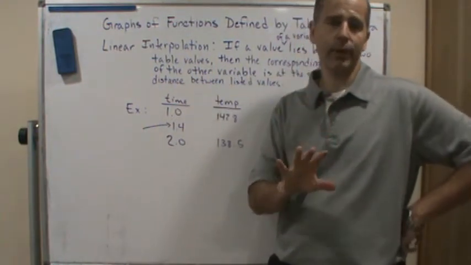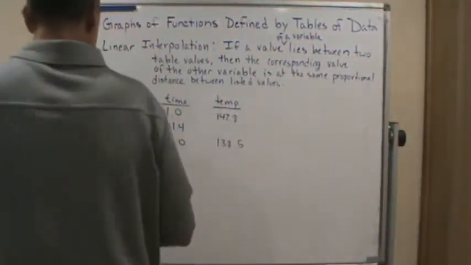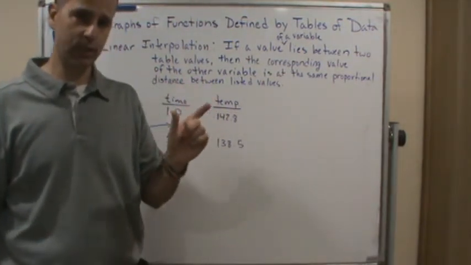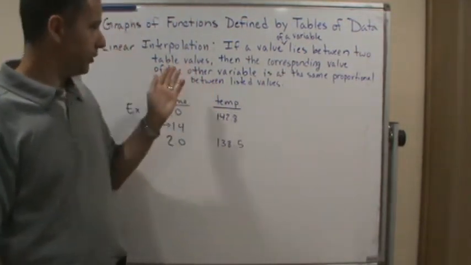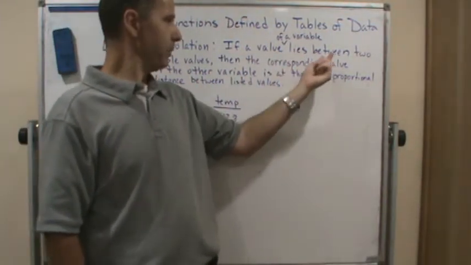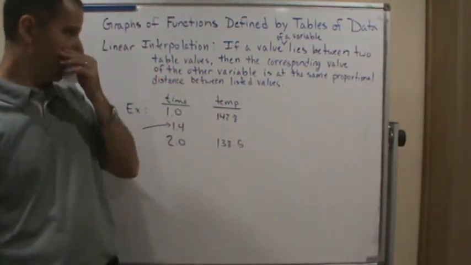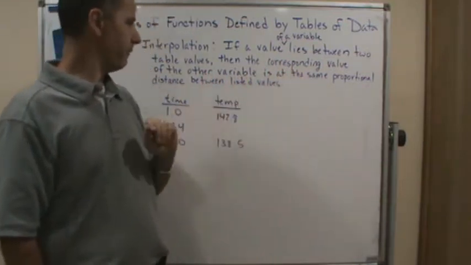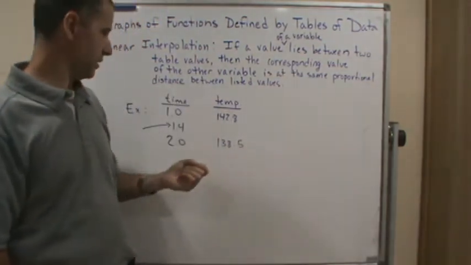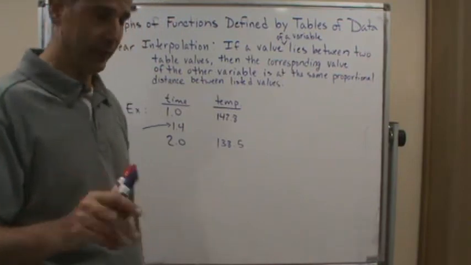But in this case, what we're talking about is linear interpolation, and it's a little bit different. We're looking at the value that lies between two values in a table. Linear interpolation assumes that if a value of one variable lies between two listed values in the table, then the corresponding value of the other variable is going to be at the same proportional distance between the two listed values in the other column. So let me give you an example.